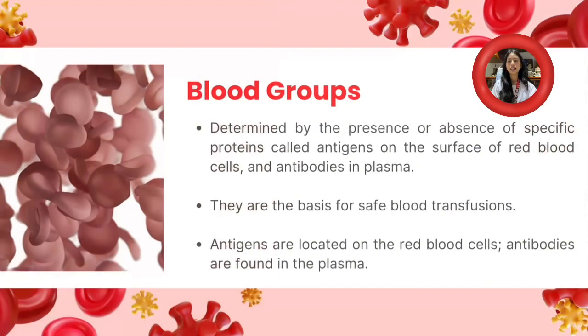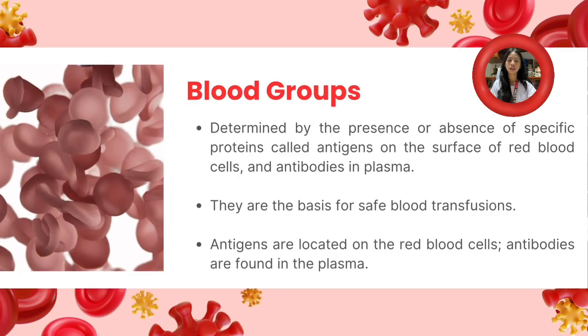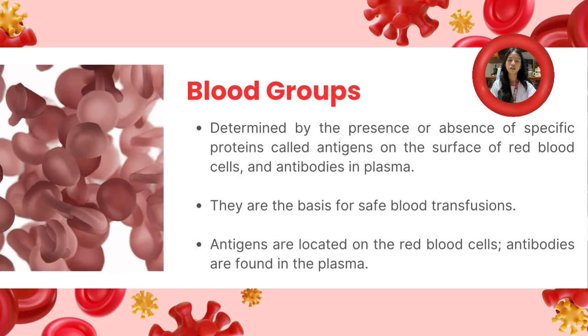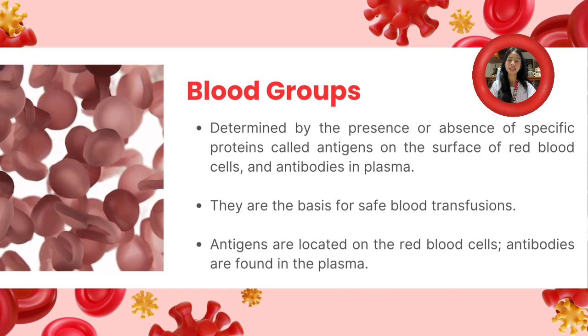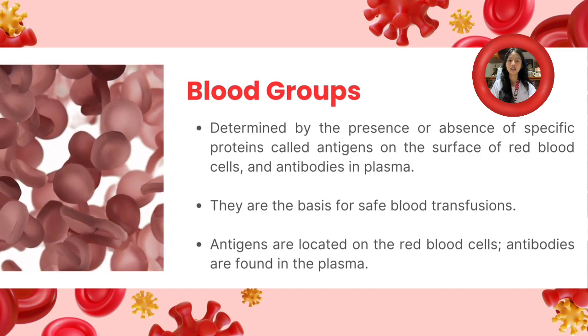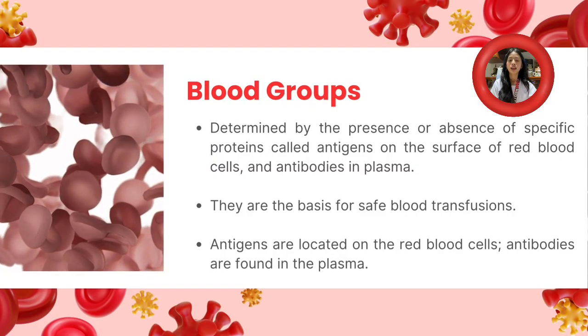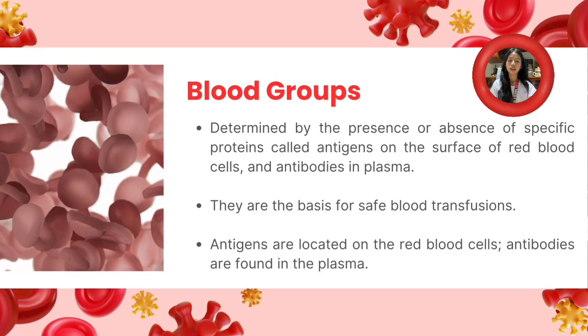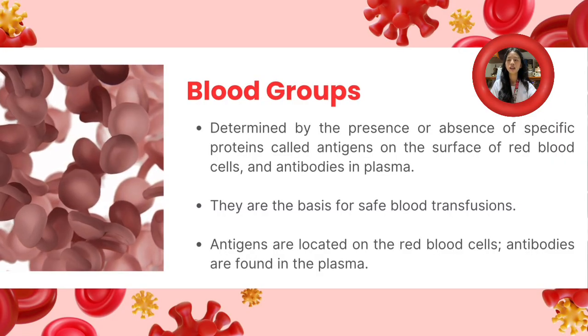And finally, the identity markers. Blood groups are determined by the presence or absence of specific proteins called antigens on the surface of red blood cells and antibodies in plasma. They are the basis for safe blood transfusions. The antigens are located on the red blood cells while antibodies are found in the plasma.